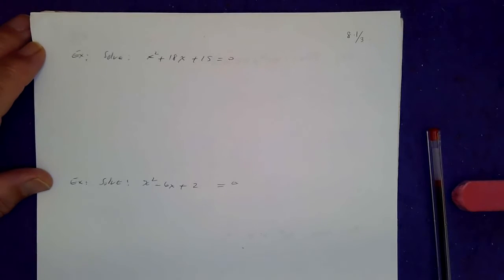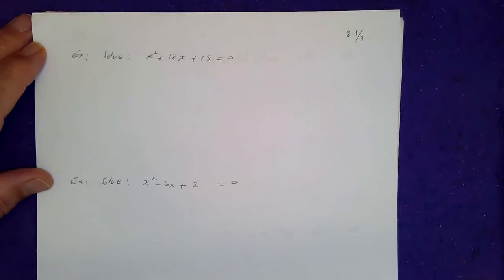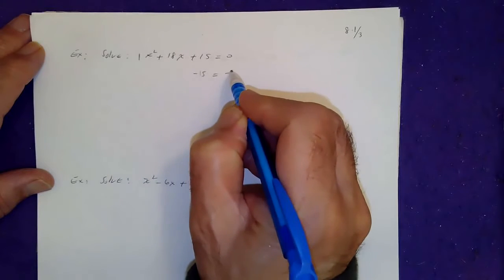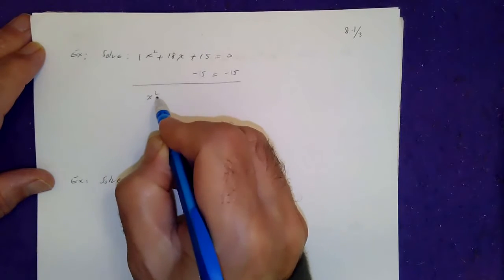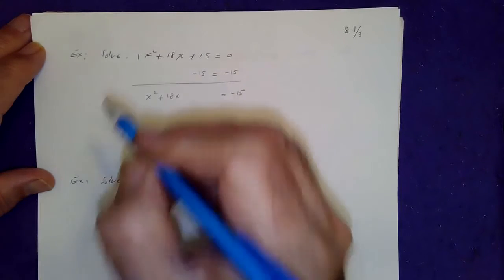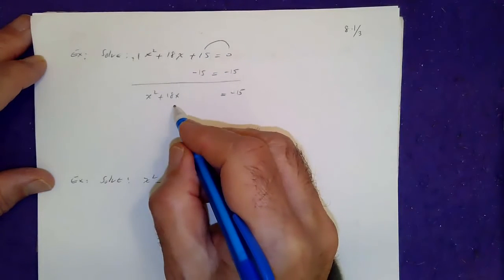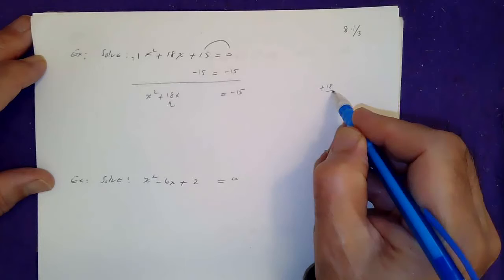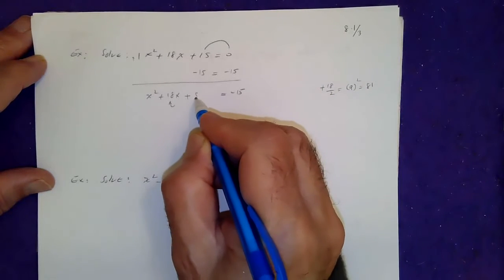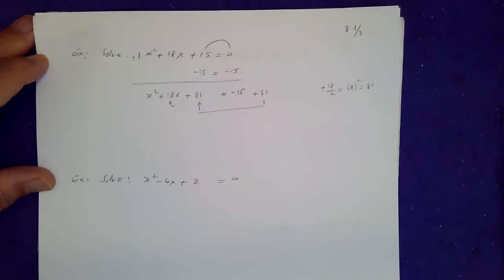Okay, now that we know how to complete the square, let's solve these guys by completing the square method. So make sure the leading coefficient is 1. So what you do is first get rid of this constant. So that will be x squared plus 18x equals negative 15. Then move this constant to the right side. Now take half of 18, which is what? 9. Square it, which is 81. So add 81 to both sides of the equation, correct?